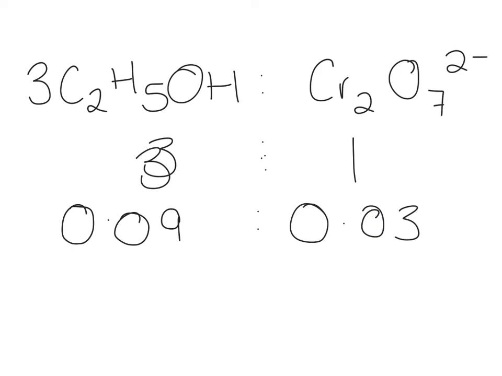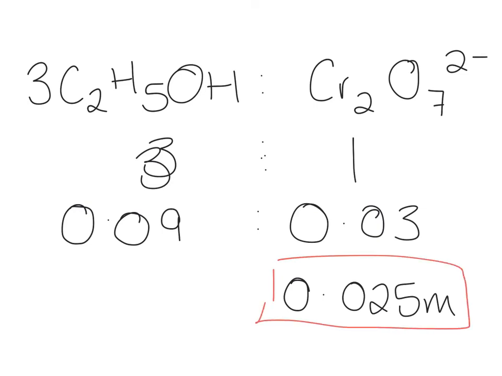We figured out that we have 0.025 moles of sodium dichromate. So we have way more ethanol than we need. In fact, for this 0.09 to be used, you would need 0.03 of my sodium dichromate, and we actually only have 0.025. So that tells me that my ethanol is in excess. I have more of it than I need. My sodium dichromate is my limiting reagent.